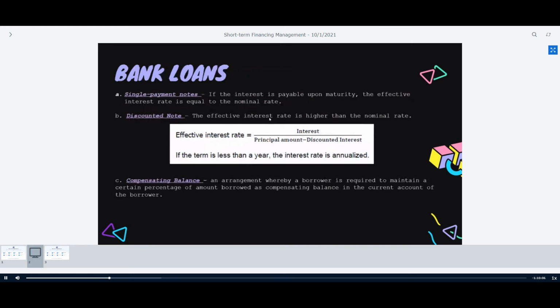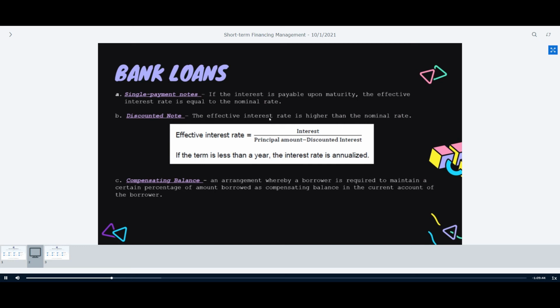Now, there's another source of short-term financing, which is bank loans. Just because we said bank loans doesn't mean it's always long term. Remember, when we talk about bank loans, usually it's 10 years or more, or 15 years.